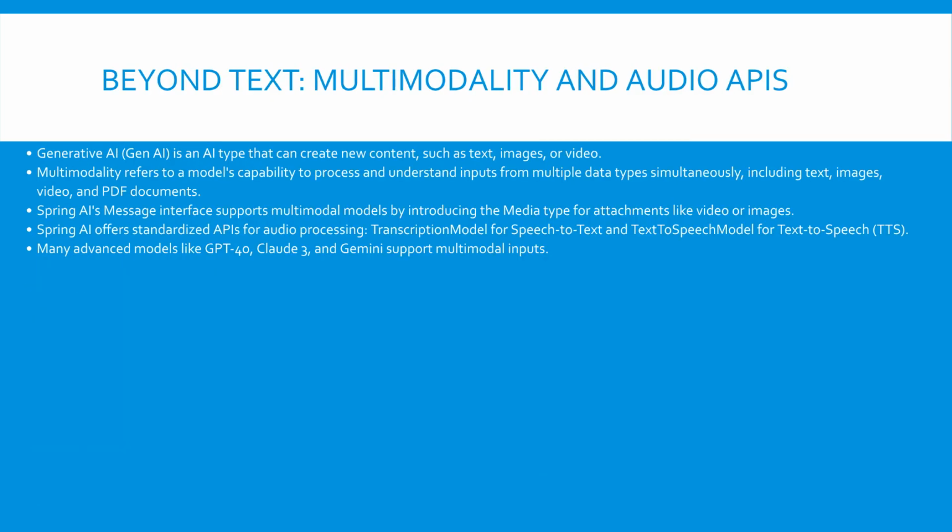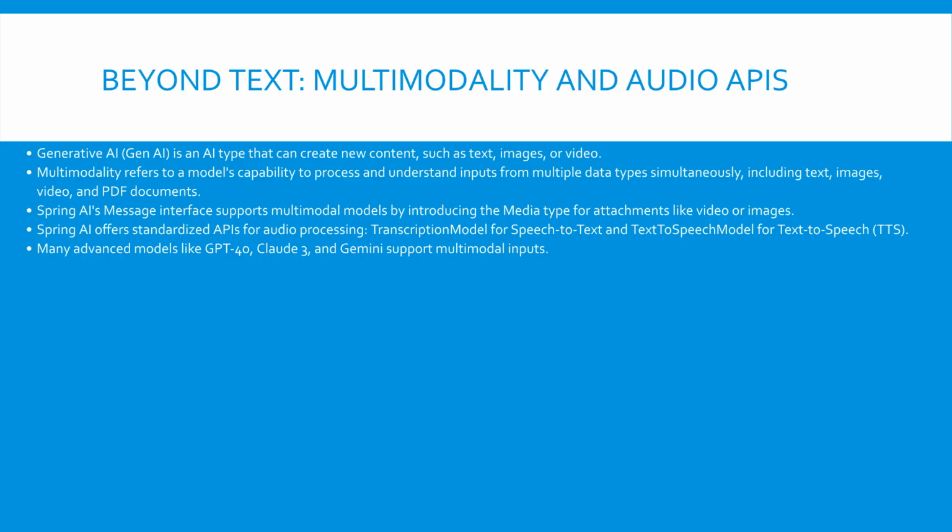Generative AI applications are no longer limited to generating text. Multimodality represents the next evolutionary step, reflecting how humans naturally process knowledge across multiple modes of data input, such as vision, audio, and text simultaneously. Multimodal models can understand and integrate information from various sources. For example, you can send a model both a photo of a recipe and a text query, asking for the ingredients. Spring AI supports this through the message interface, which can handle media attachments like videos or images using the media type.